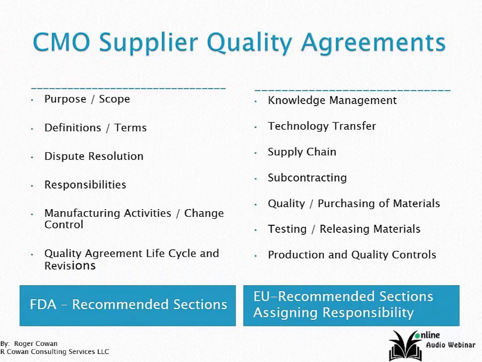Over in the EU, they recommend the sections be entitled Knowledge Management, Technology Transfer, Supply Chain, Subcontracting, the Quality and Purchasing of Materials, the Testing and Releasing of Materials, and also Production and Quality Controls. Now, these are recommended sections. You can format your quality agreement as you wish, but it's a good idea to take their recommendations. And perhaps you can combine the recommendations from the FDA and the EU in your quality agreement.